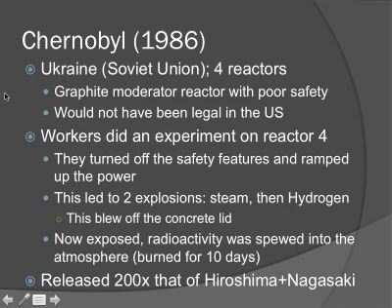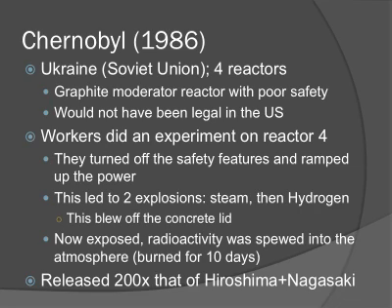Example number 3 is Chernobyl. This was in 1986. Okay, this again occurred in the Soviet Union. Ukraine used to be part of the Soviet Union. I don't think it technically is anymore. And this site held 4 reactors. They used a graphite moderator. However, this site had very poor safety, and this would have by no way been legal in the United States. Okay.